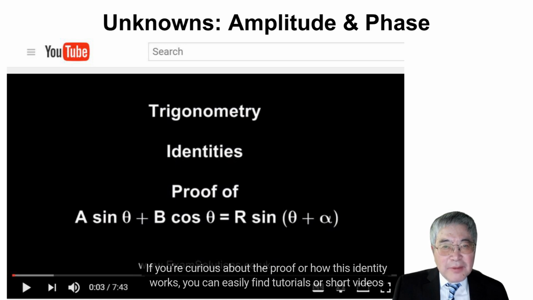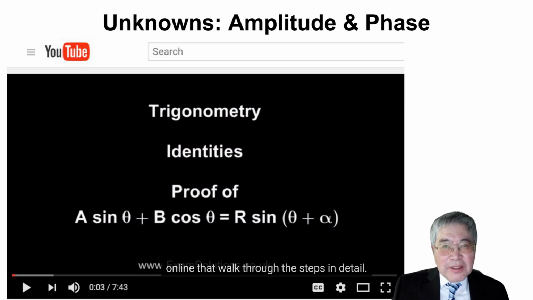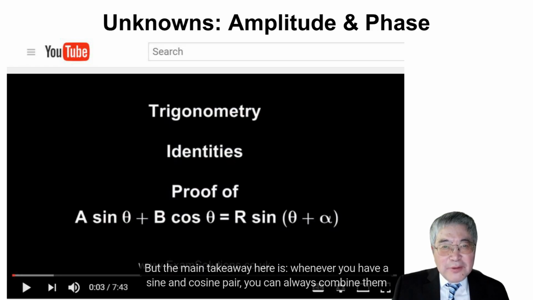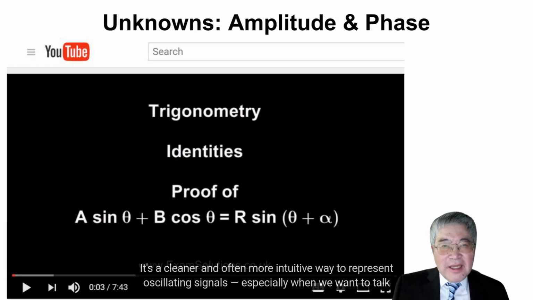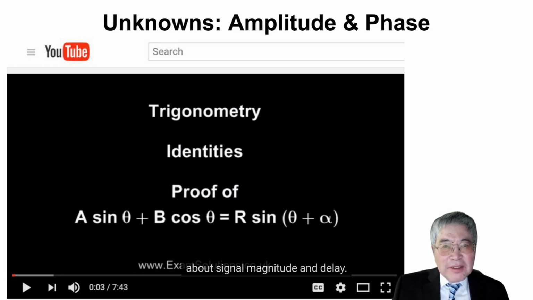If you're curious about the proof or how this identity works, you can easily find tutorials or short videos online that walk through the steps in detail. But the main takeaway here is whenever you have a sine and cosine pair, you can always combine them into a single sine with a shifted angle. It's a cleaner and often more intuitive way to represent oscillating signals, especially when we want to talk about signal magnitude and delay.